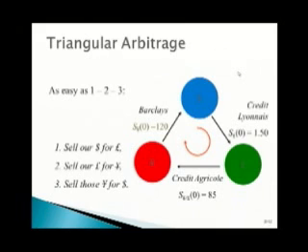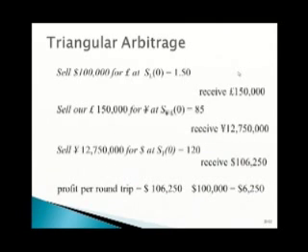Well, it's fairly easy, as they say, as easy as 1, 2, 3. We first sell our dollars for pounds. We then convert our pounds into yen, and then we convert yen back into dollars, and amazingly, in the process, we create money.